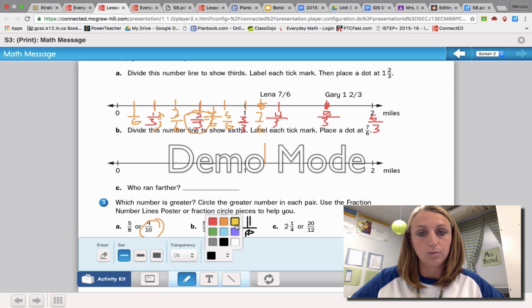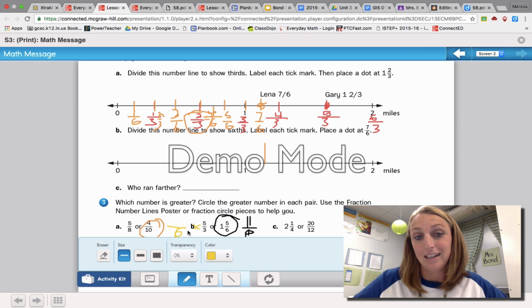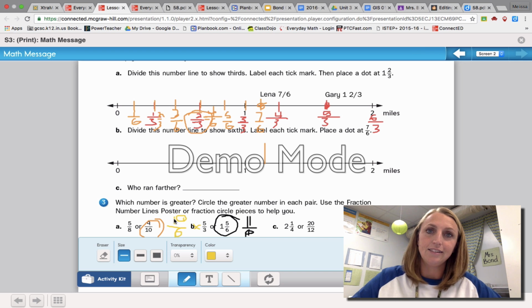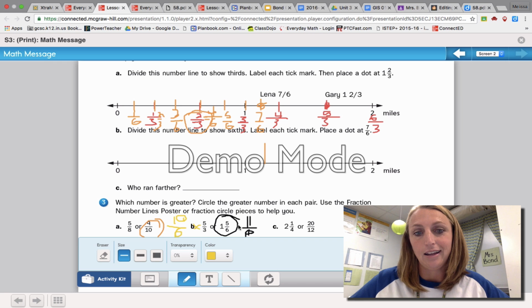Another thing we can do is we could just go, hey, I could easily turn my 5/3 into a fraction with a denominator of 6. So I'm just going to take my 3 times 2, it gives me 6. 5 times 2 gives me 10. So now I'm comparing 10/6 and 11/6. And that's pretty easy to tell. Oh, well that makes sense. 11/6 is greater. So it's another strategy for you.